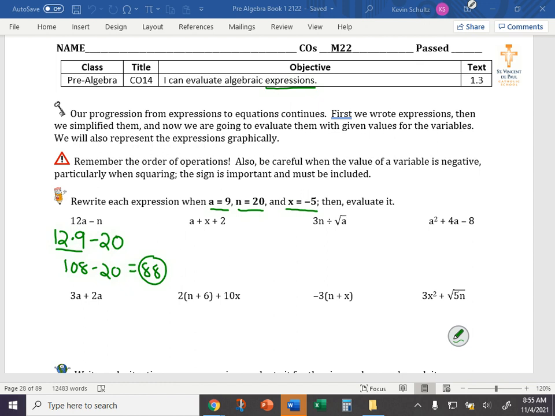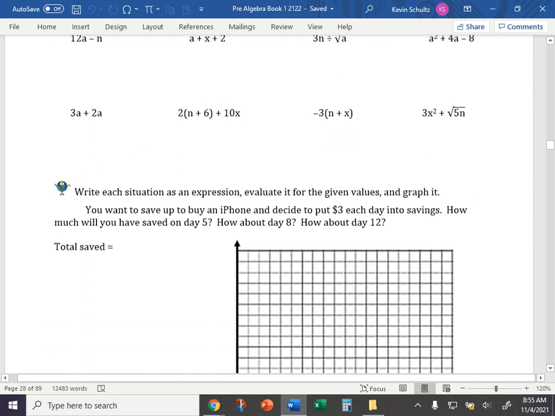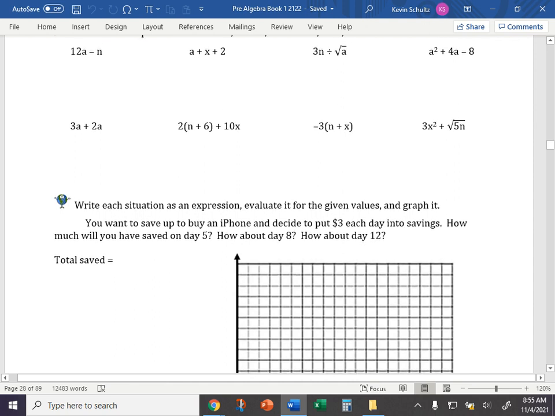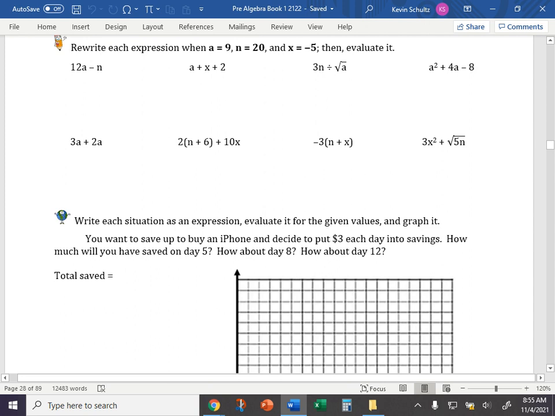Okay. Pick one on here that looks particularly tantalizing, particularly entertaining, intriguing, that you want to talk about together. Sophie. The last one, 3x squared plus the root of 5n. Okay. I'm going to scroll down so my smartboard ink thing is not in the way. 3x squared plus the root of 5n. We are just going to enter in the values for the variables here. So we've got 3 times, and x is -5, and we're squaring that.